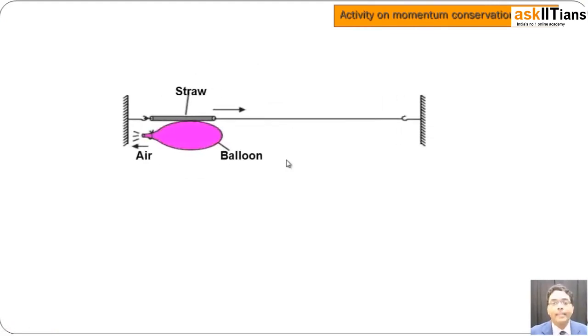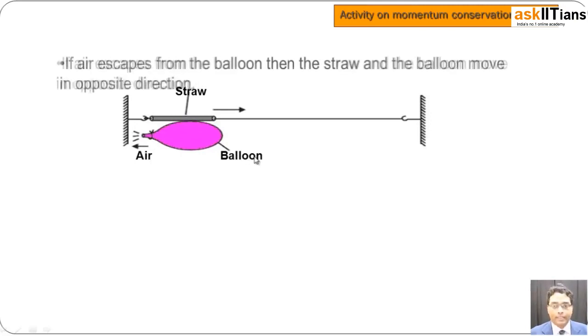First one, let's say you have a straw, and to that straw you fix a balloon. If we allow the air to come out of the balloon from one end, it is going to make the balloon move in the forward direction. So this way, the balloon can move in the forward direction.